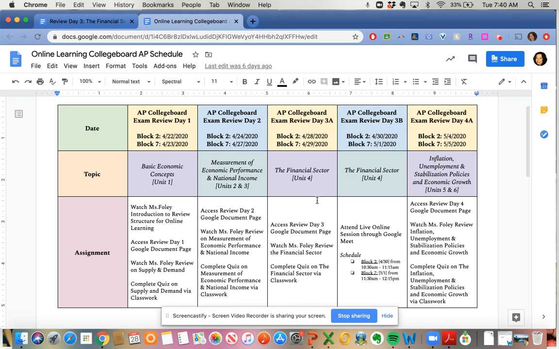Your job is to look at our review document Google page. There are going to be YouTube links on that page to the review of the financial sector. And then after you're done with these steps, there's a quiz on classwork in Google Classroom for you to finish. Okay. Just a big thing to understand.